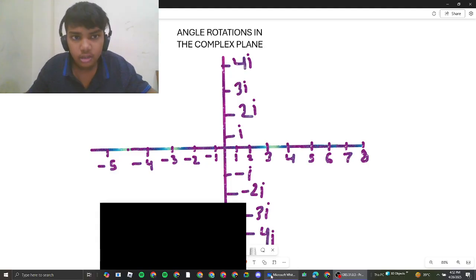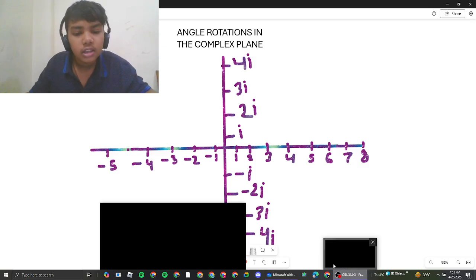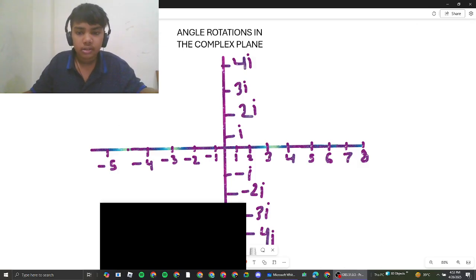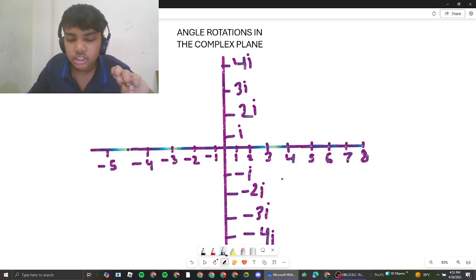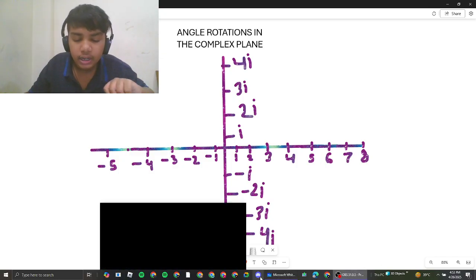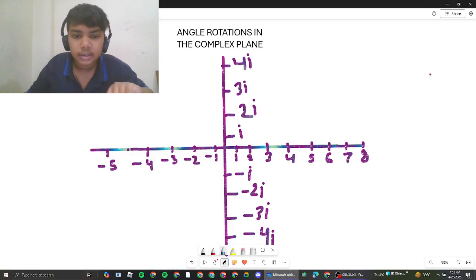In today's video, I'm going to be covering some topics which might have been left out in the complex numbers, because this topic has a lot of subtopics. So I'm going to try my best to cover all of them. The first one that we missed is angle rotation. I already discussed graphing, but yeah.